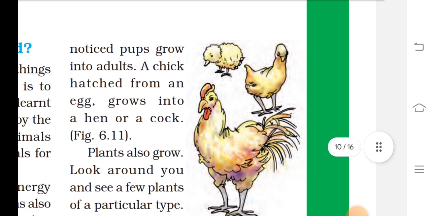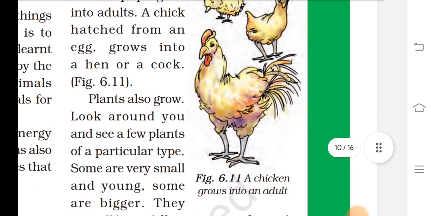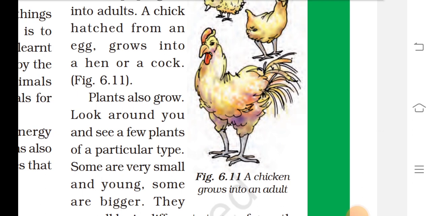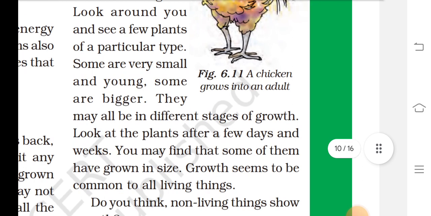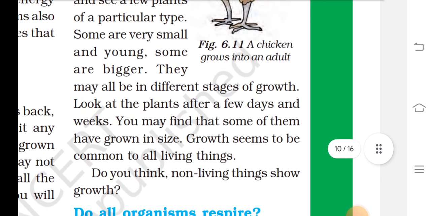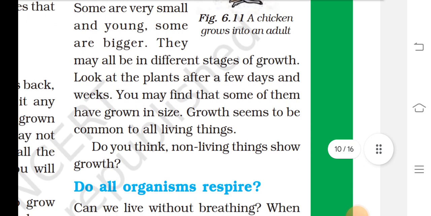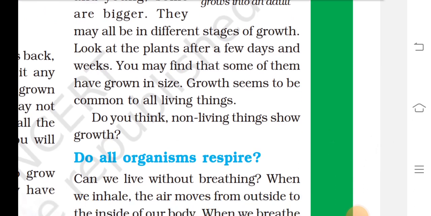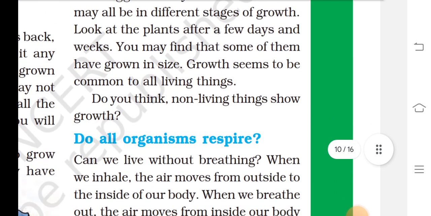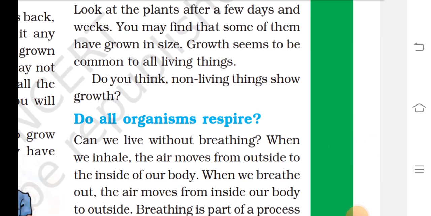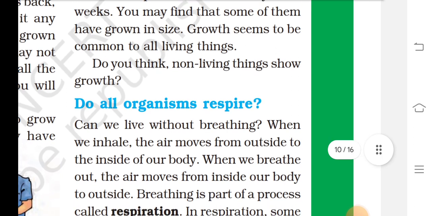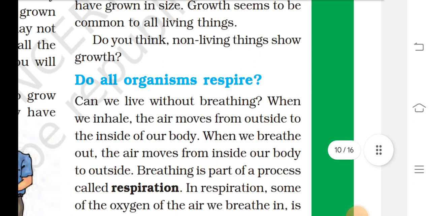Notice pups grow into adults, a chick hatches from an egg and grows into a hen or a cock. Plants also grow. Look around you and see a few plants of a particular type. Some are very small and young, some are bigger. They may all be in different stages of growth. Look at the plants after a few days and weeks. You may find that some of them have grown in size. Growth seems to be common to all living things. Do you think non-living things show growth?